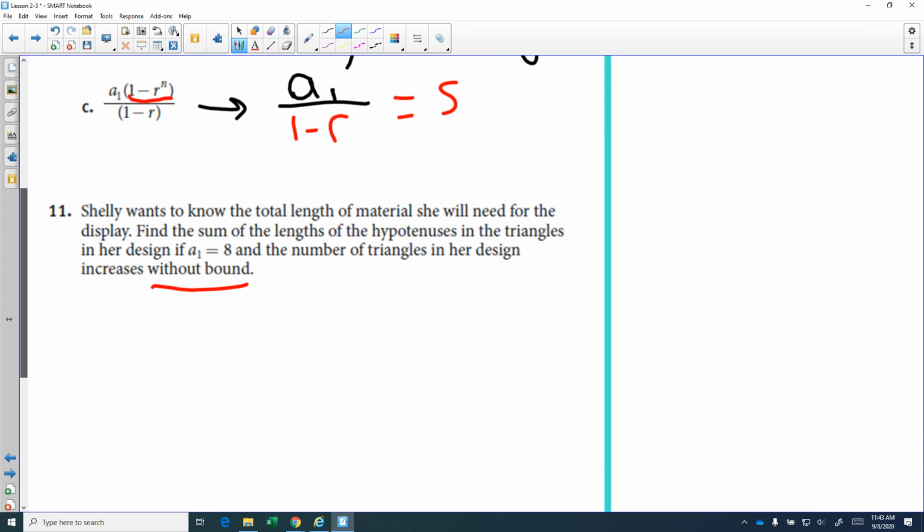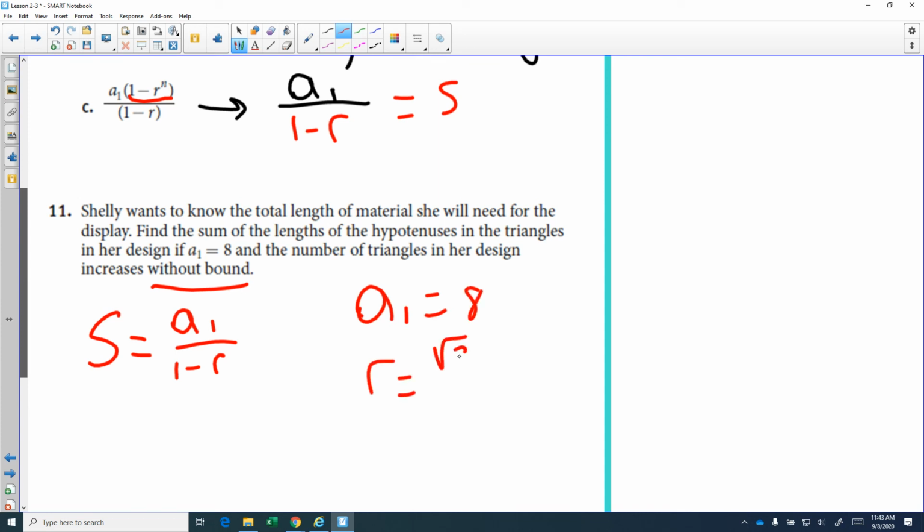This is an important concept. If I want to add every possible triangle together, what would be the lengths of all the hypotenuses put together? We use the equation for infinite series: the series equals A of 1 divided by 1 minus R. We already know the first hypotenuse length is 8. We already know the ratio, from that very first lesson, the square root of 3 over 2. Now all we have to do is solve this out.